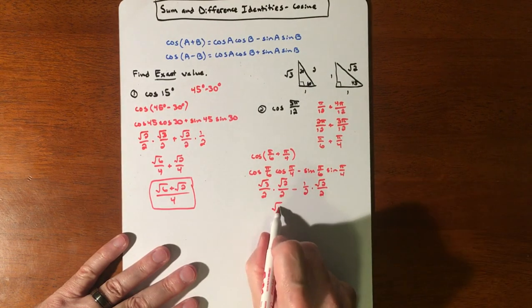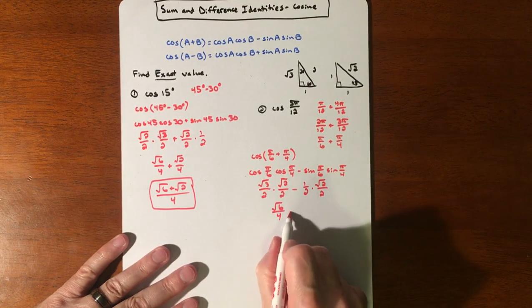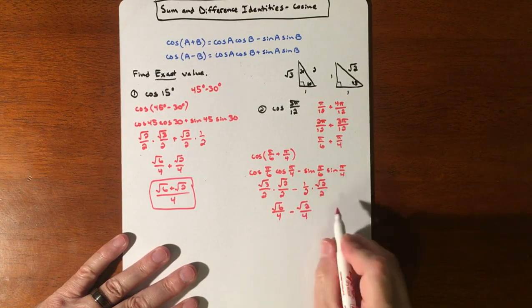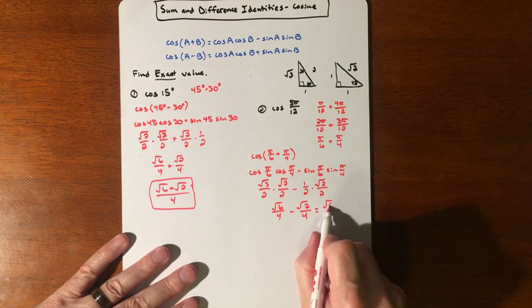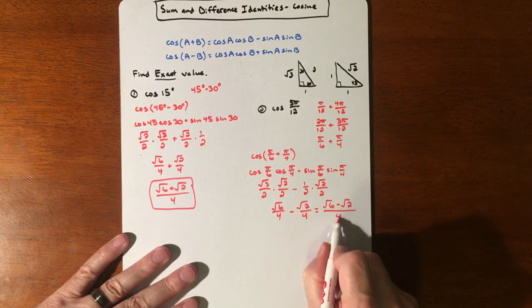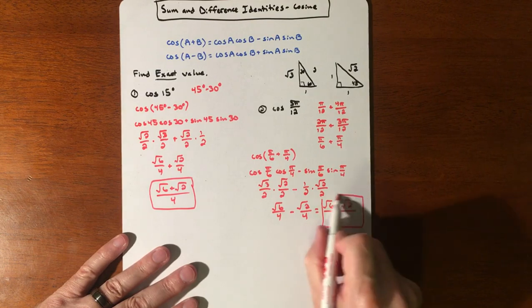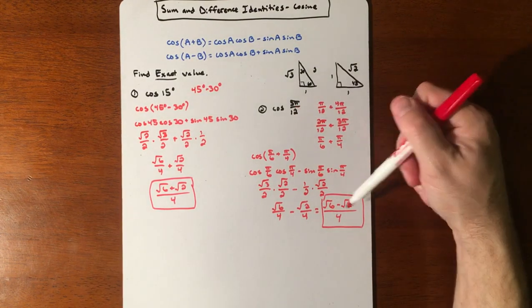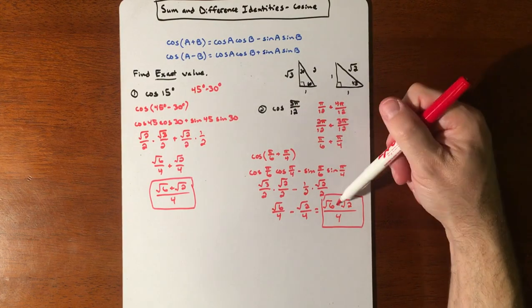So this becomes root 6 over 4 minus root 2 over 4, which then equals root 6 minus root 2 over 4. And again, you can plug this into the calculator, make sure you're in radians, plug this in the calculator, you should get the exact same decimal.